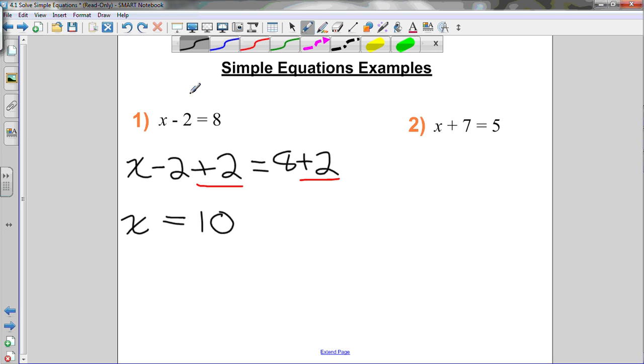So 10 minus 2 would be on the left, and that equals 8. And the right side of the equation is 8 as well. So the left side would be equal to the right side. Let's solve this equation here.